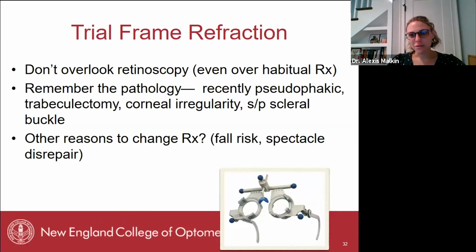I also like to talk to patients about their fall risk, and perhaps if they've been in bifocals, they should switch out of bifocals, or maybe they, for some reason, decided a progressive was a good thing to try, but now they're feeling less confident walking in their progressive. So you can talk to them about what feels comfortable. Are they dizzy? Are they having trouble? And those can be other reasons to change the prescription.